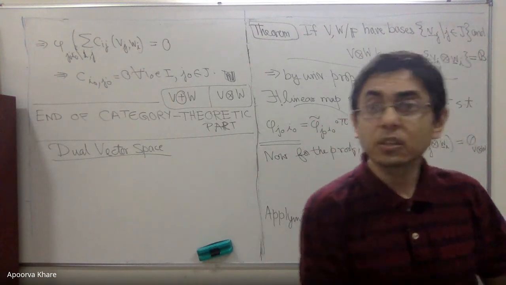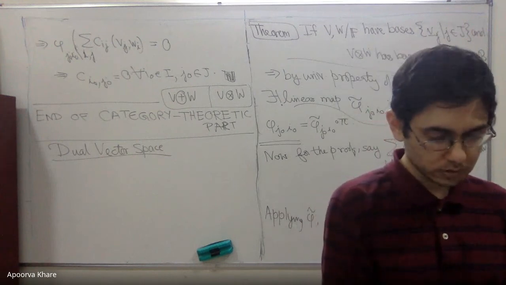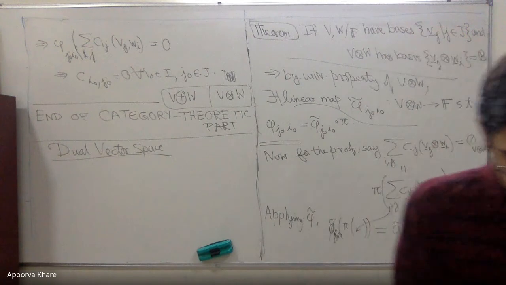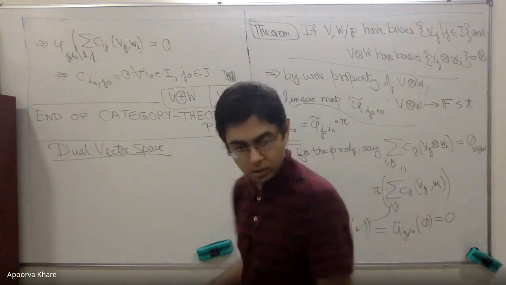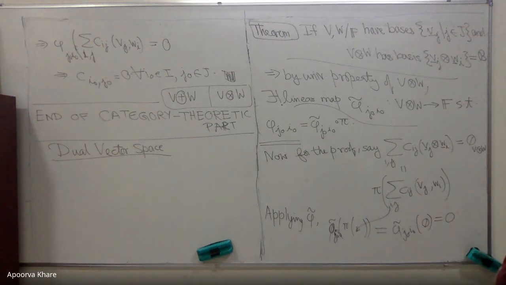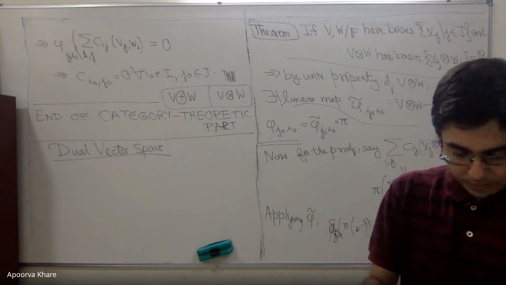Okay, let's start doing stuff slightly faster now. The category theory is over. So now let's go slightly faster, as I said. Now we come to dual spaces.